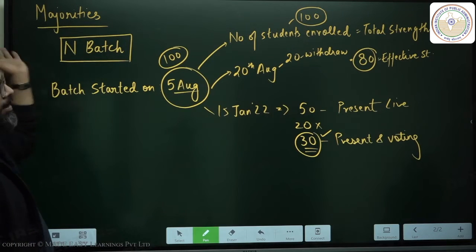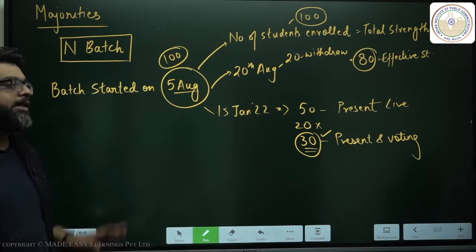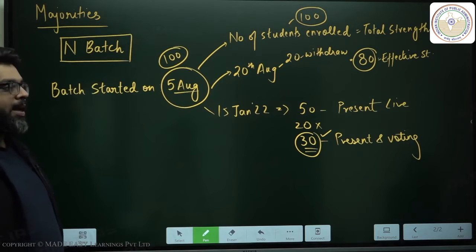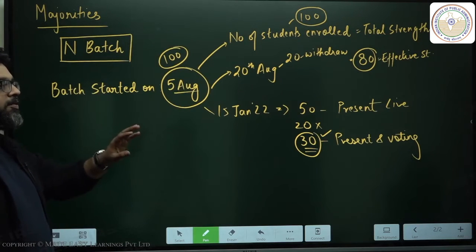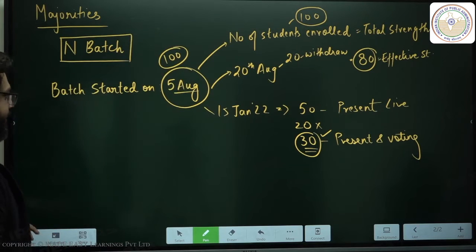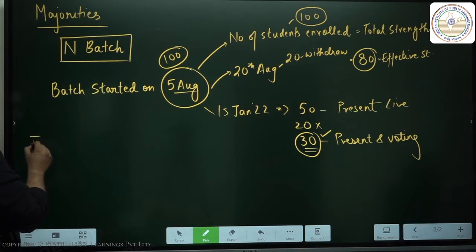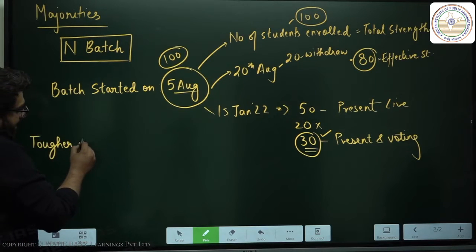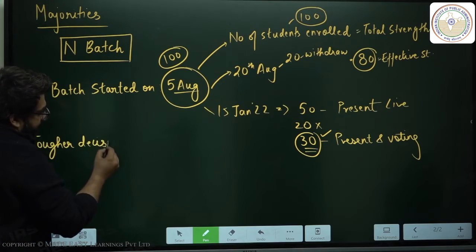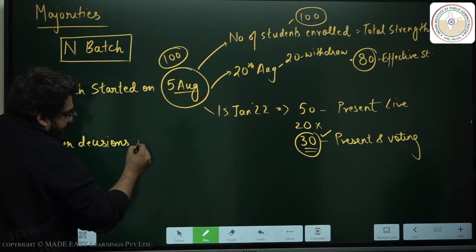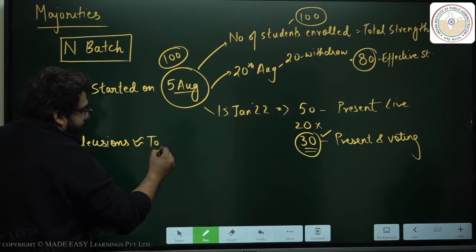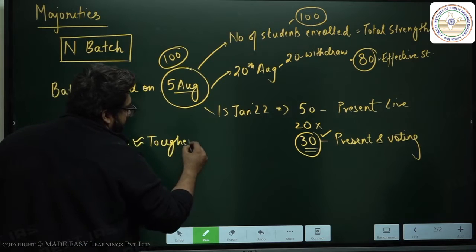Your parliamentary majorities also function in the same way. The ground rule is tougher decisions will always require tougher majorities.